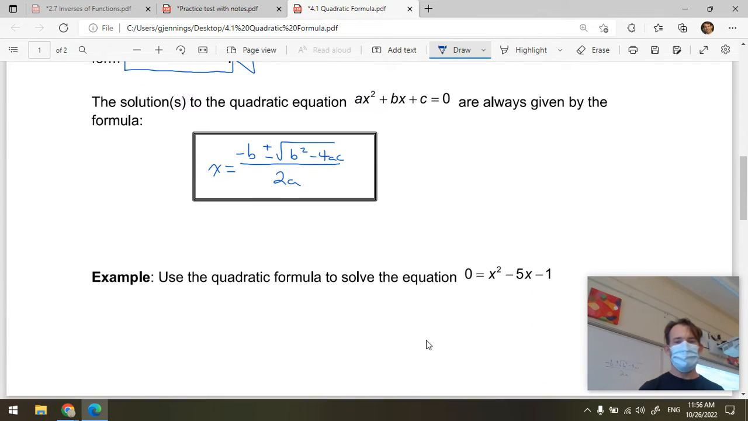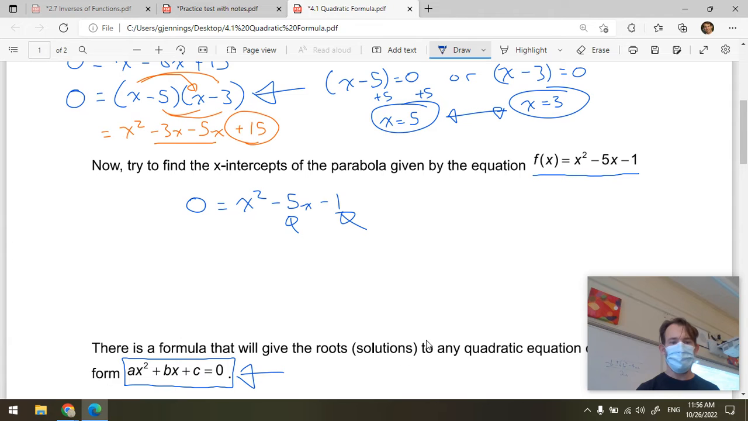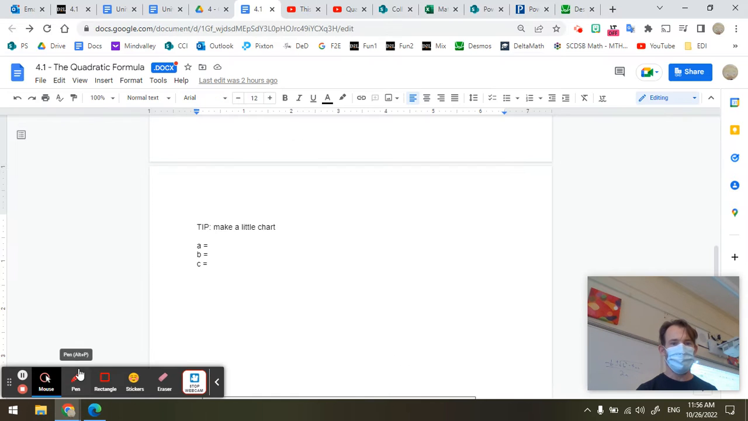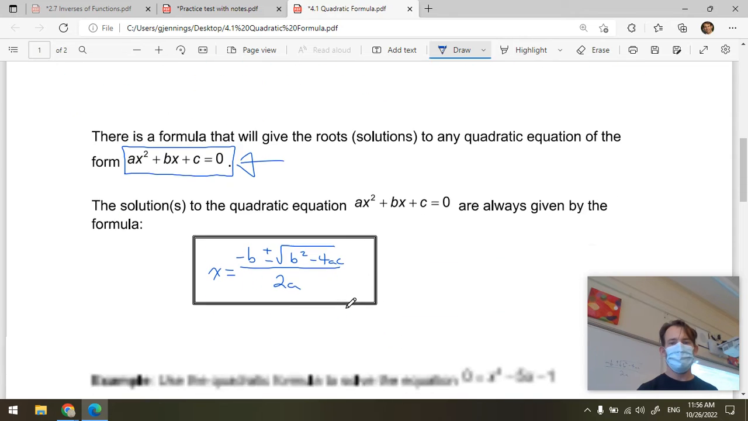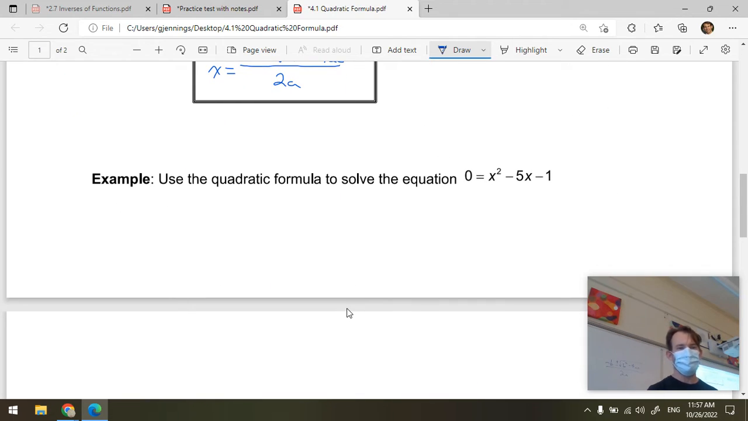So let's go. Now let's say we want to find these points where this equation is touching the y-axis. We want to find those without graphing, without using the graphing calculator. Let's try it with the quadratic formula.